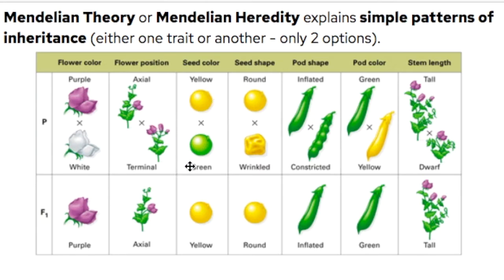Not quite like humans. We have lots of choices. Even for eye color, you could have dark brown eyes, light brown eyes, blue eyes, green eyes, hazel eyes, some sort of combination in there, one of each. So humans are far more complicated than peas, but this helps him figure out some of these basic characteristics, and so they call them simple patterns of inheritance as opposed to the more complex ones in humans.